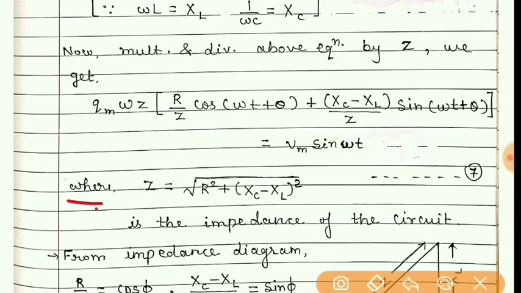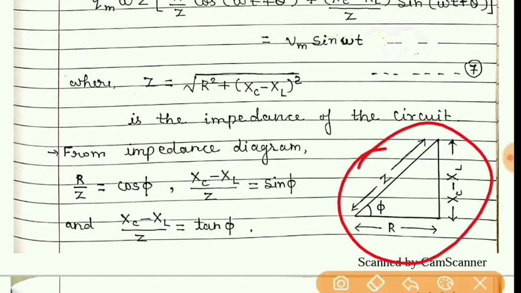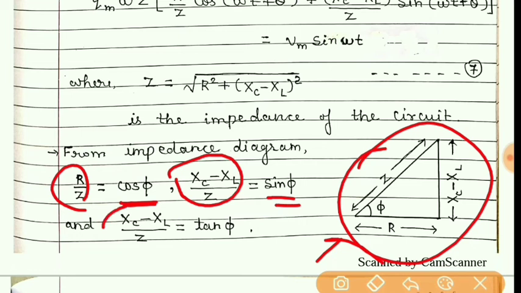But what is Z? Z is impedance, which is given as root of R square plus (XC minus XL) whole square, that we know only. Now students, once again this is the impedance diagram which we have already studied in the phasor diagram method, and from this figure it is clear that R by Z is equal to cos phi, (XC minus XL) upon Z is sin phi, and (XC minus XL) upon R is tan phi. From this figure you will get it.